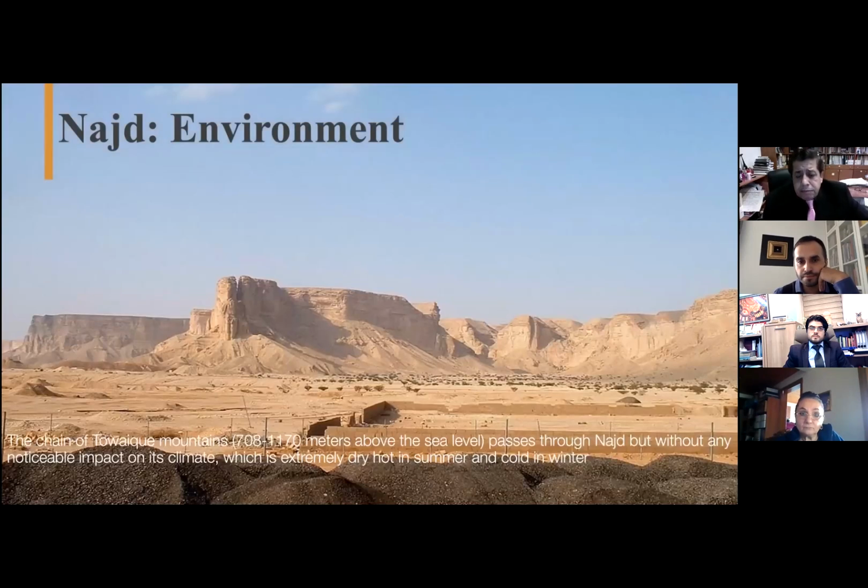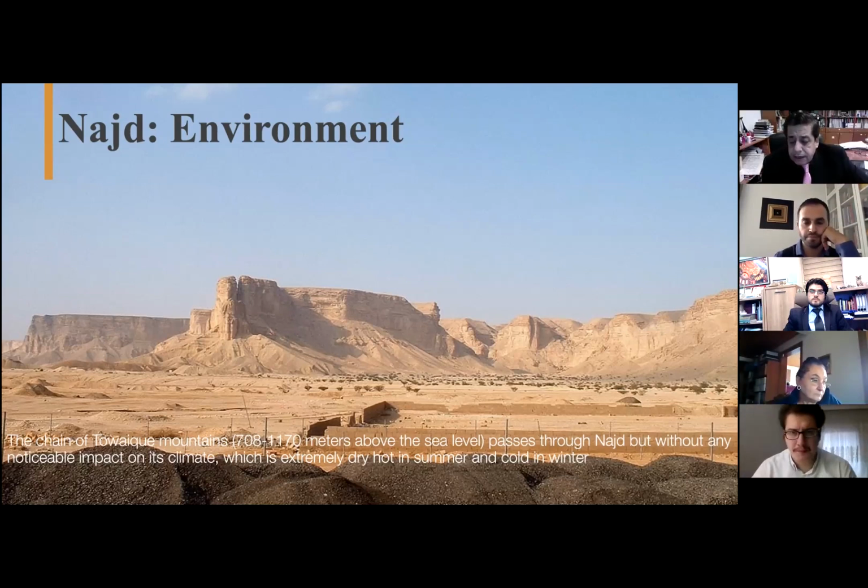And in some parts of Najd, or the desert of Najd, there are some little mountains, such as Tuwaiq, which is 708 to 1,170 meters above sea level, passes through Najd, but does not have any noticeable impact on its climate, which is extremely dry, hot in summer, and cold in winter.